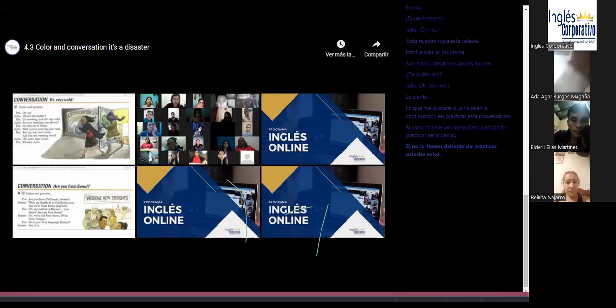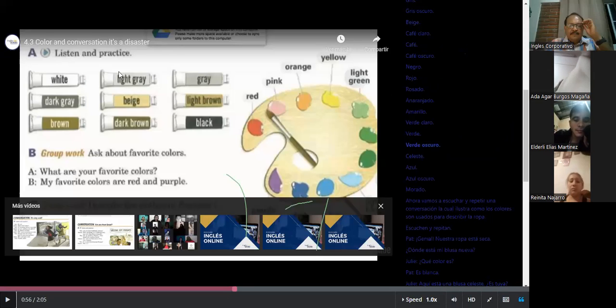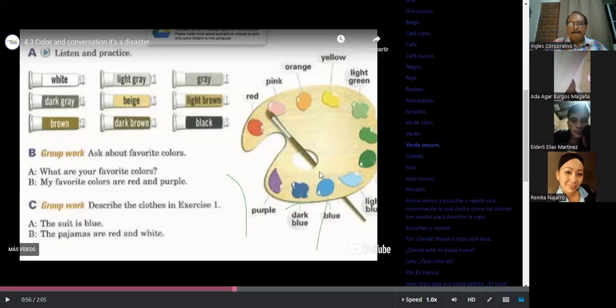Green. Okay, those are the colors. Any doubts, alguna duda o pregunta con los colores? Now white, light gray, gray, light brown, beige, dark brown, and black. Then you have purple, dark blue, light green, yellow, orange, pink, and red.